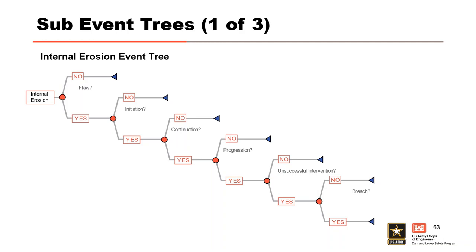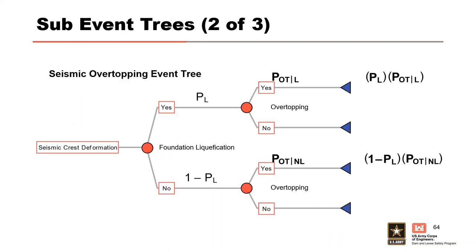Here's an example of a basic internal erosion event tree, which most have probably seen. It moves through flaw, initiation, continuation, progression, unsuccessful intervention, and breach. Here is another example of a sub-event tree that splits seismic crest deformation and overtopping by whether or not foundation liquefaction occurs.